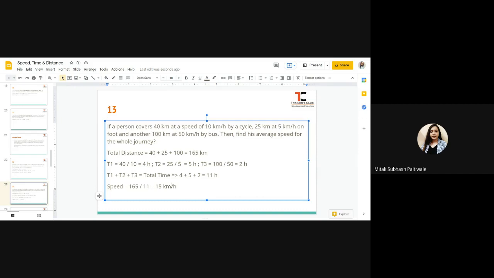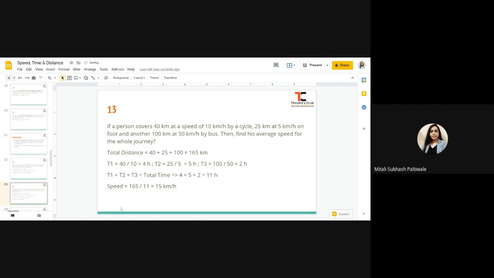Okay. Here what I did, distance by speed, and distance by speed is nothing but a formula for T1 plus T2 plus. And the average speed of the entire journey would be 15 kilometer per hour. Okay. So average speed would be this.